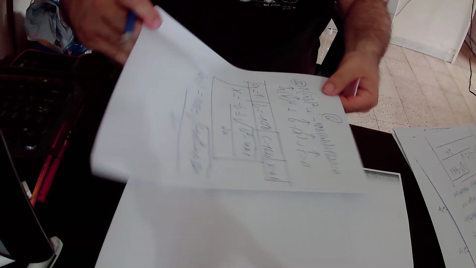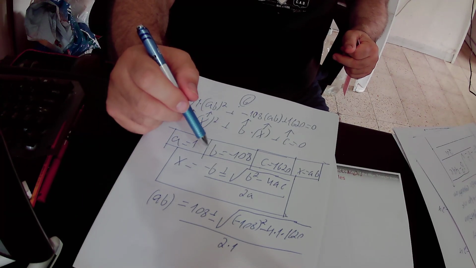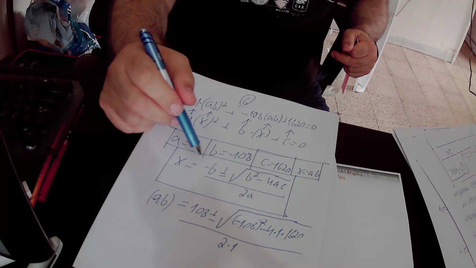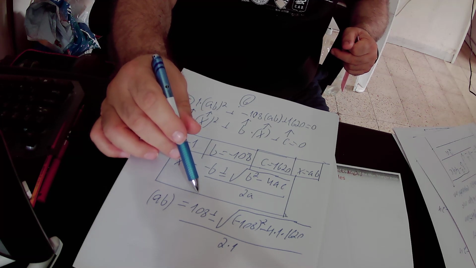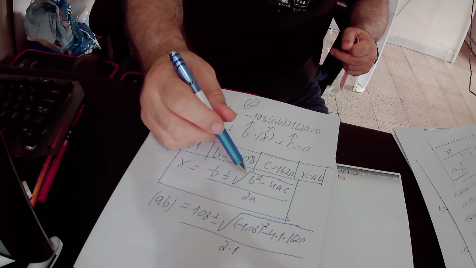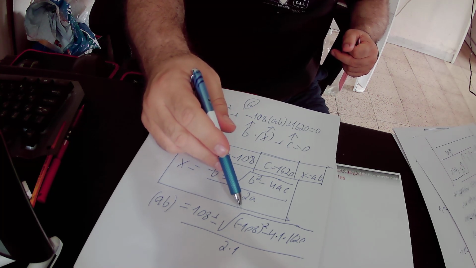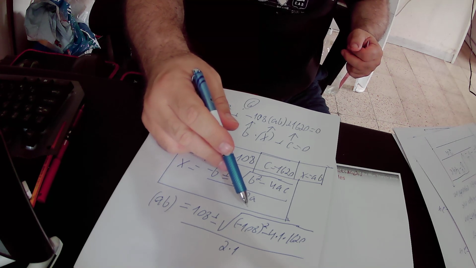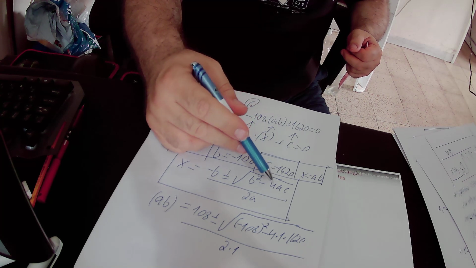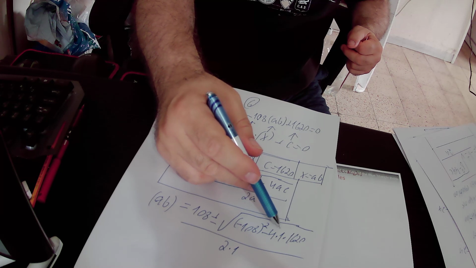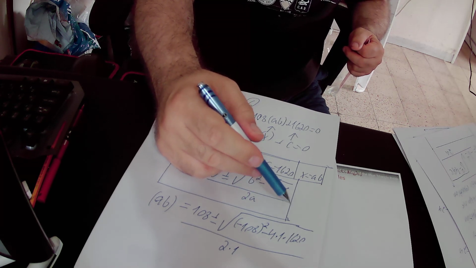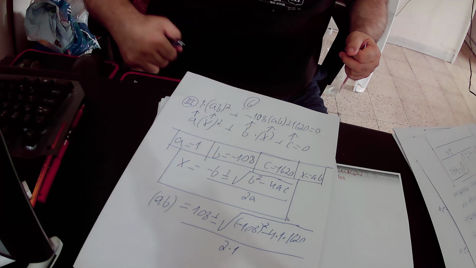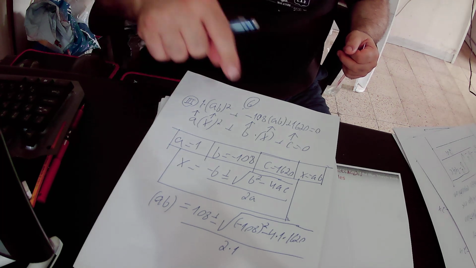So I already explained: b equals negative 108, so minus b is minus minus 108, that equals plus 108, plus minus the root of b squared, so b squared is negative 108 squared, minus 4ac, which is 4 times a equals 1, times c equals 1620, so it is 4 times 1 times 1620. Okay, so we will do the calculation.